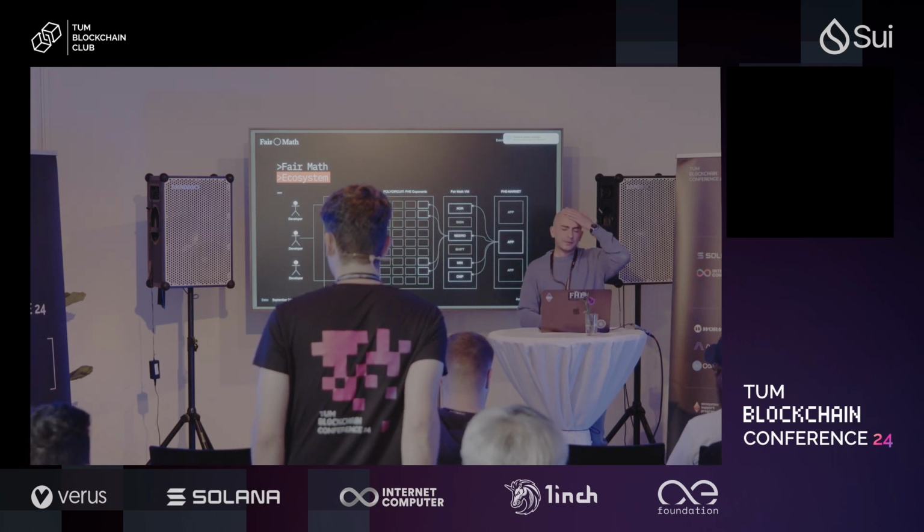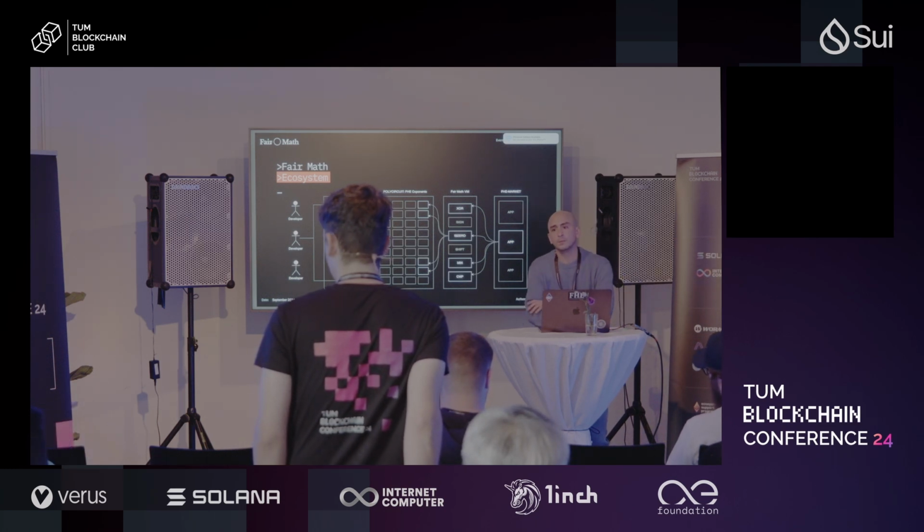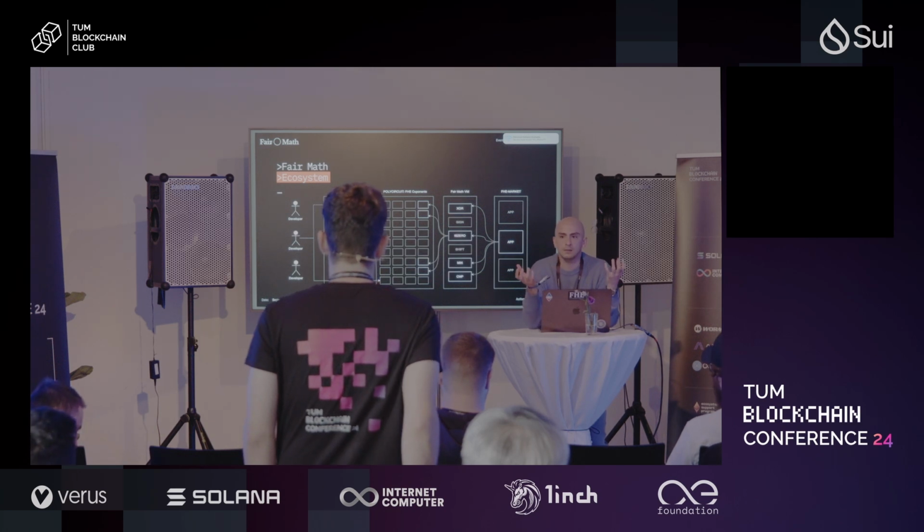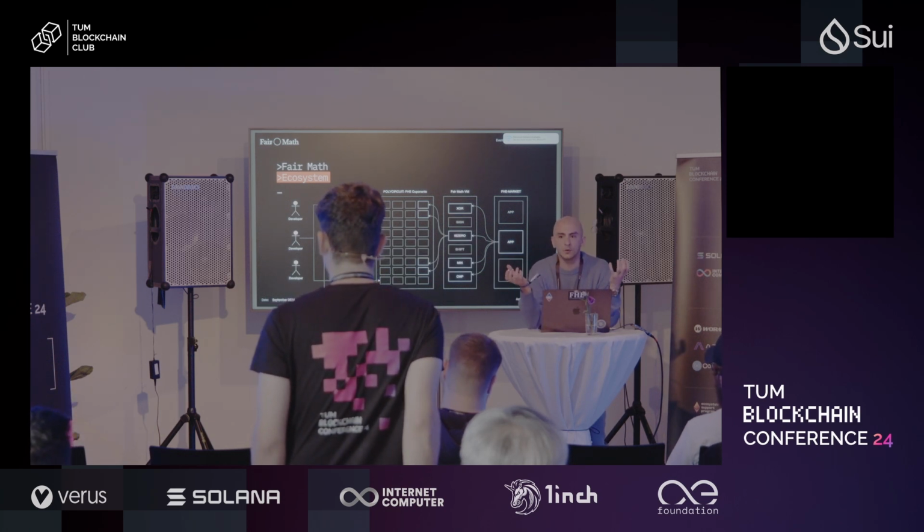For me, the most interesting use case when we talk about AI is that you have different data sets related to different data owners, and you can combine them in an open form.